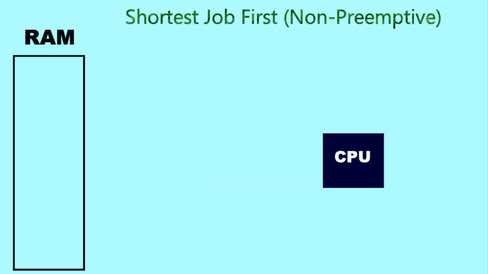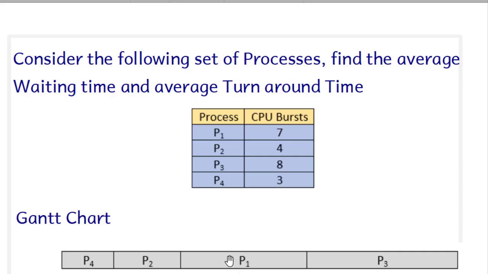So this SJF, compared to the other algorithms, is the most optimal algorithm. It gives the least waiting time. Let us see a problem based on this. So now we consider this example. We have this set of processes P1, P2, P3, P4 with these CPU bursts. You need to find the average waiting time and average turnaround time using the SJF algorithm.